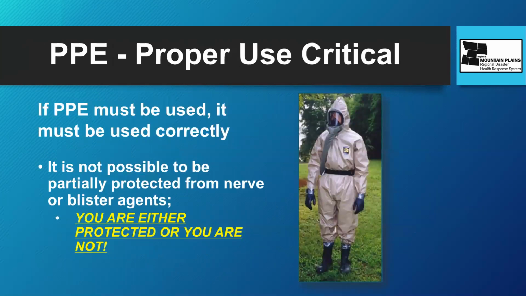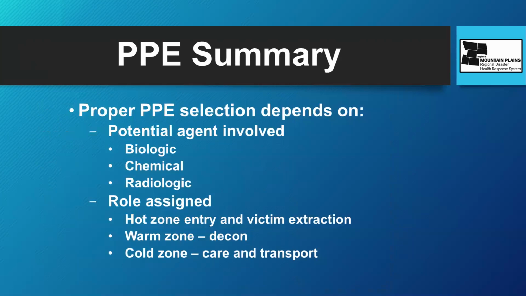Proper use is critical for PPE. If you're going to use PPE, it has to be used correctly. It's not possible to be partially protected from things like nerve agents or blister agents. You're either protected or you're not. And if you're not, obviously you then become one of the casualties. So use the appropriate PPE and use it appropriately. PPE selection depends on what the agent is and what your role is.